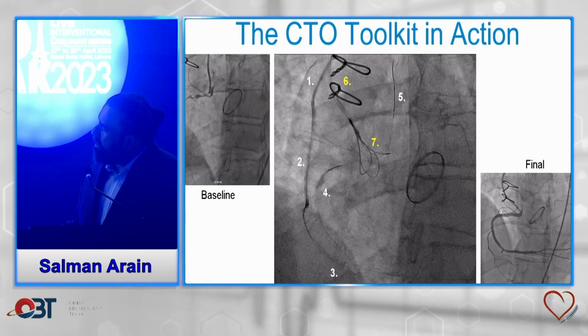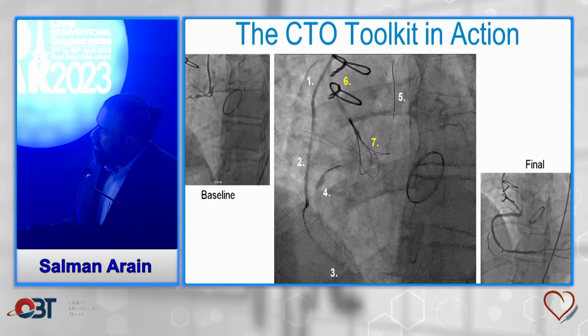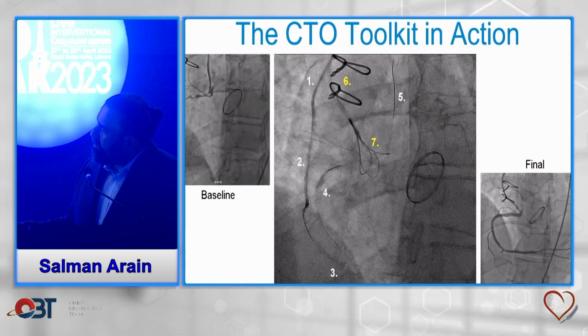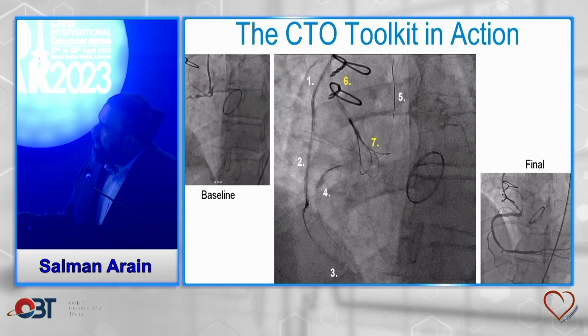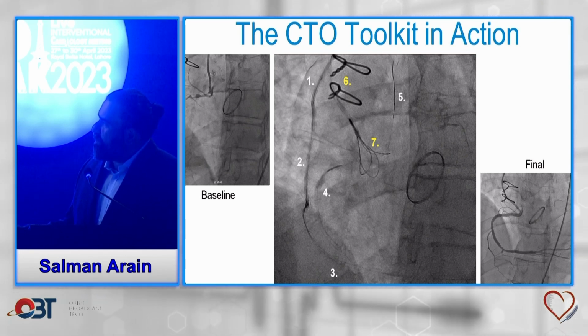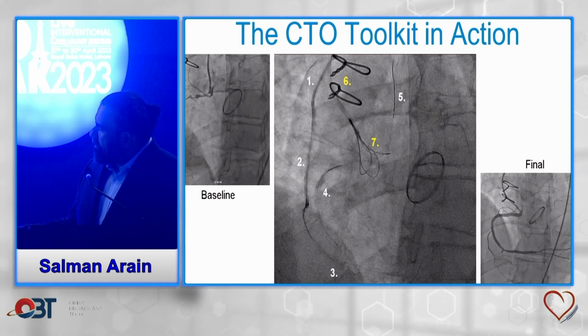We have this wire down for support down into the PDA. We have a second wire. You saw how we got back in retrograde. The second wire going up to the microcatheter, that's number 4. This is externalization wire number 5. Then you have a second guide. Then you have a snare. So this is what a complex CTO case looks like. This is what we started off with, and this is what we ended up with, a nice result there. You can see part of the graft right there.